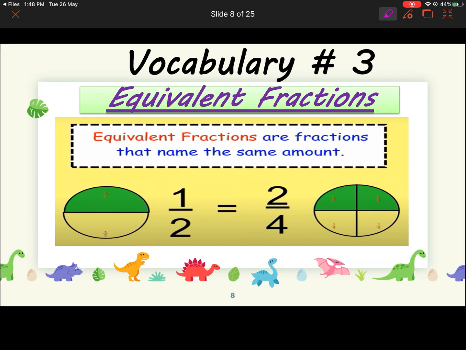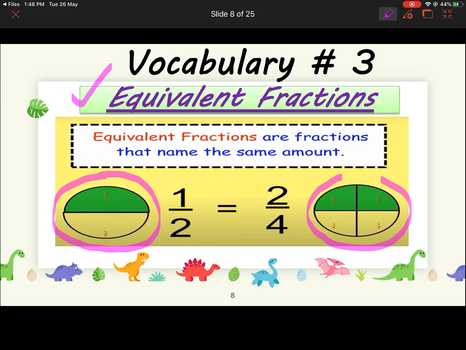Vocabulary number 3, equivalent fractions. Equivalent fractions are the fractions that name the same amount. Just like this, 1/2, if we divide it into 4 parts like that, it will become 2/4. So these are the equivalent fractions, meaning 1/2 is equal to 2/4.